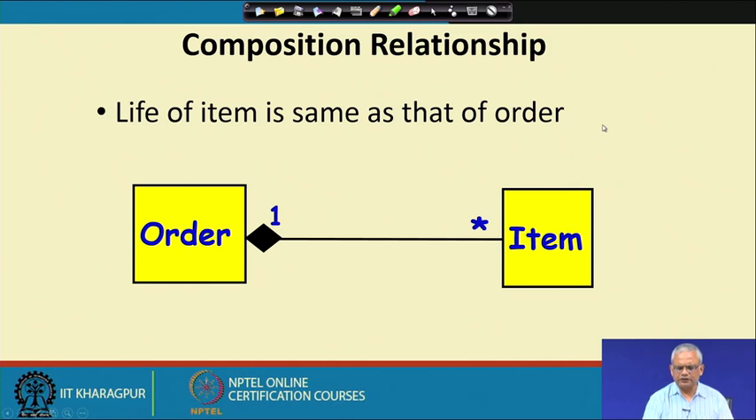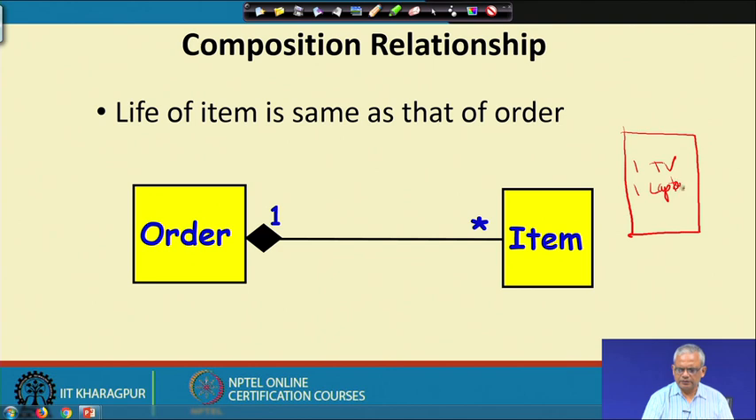For example, we create an order by entering the necessary data. Let us say we have one TV, one laptop, and 2 speakers. The order is created, but now we cannot change it. So, if it is a composition class, it contains one TV object, one laptop object, two speaker objects, but we cannot really change it to 3 speaker objects.